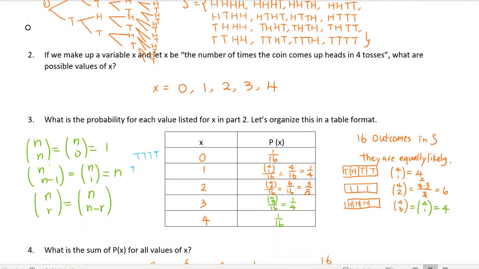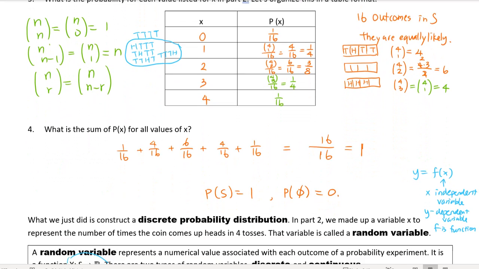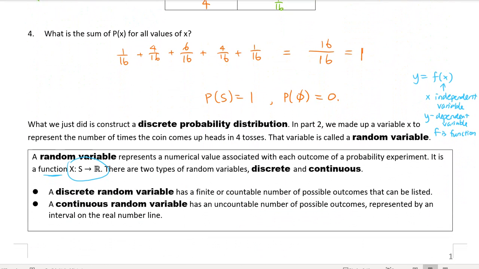So you can write it down. Oh, sorry. One head. So head tail tail tail. Tail head tail tail. Tail tail head tail, and tail tail tail head. So map all these to 1 because the number of heads in these outcomes is 1. Okay, etc. So x is a random variable, and it is actually a function from the sample space to the real numbers.